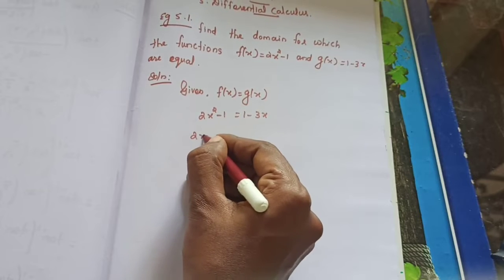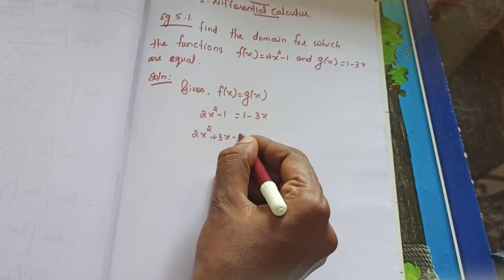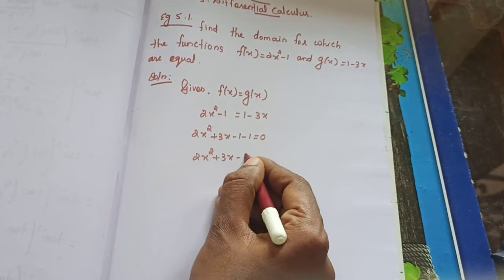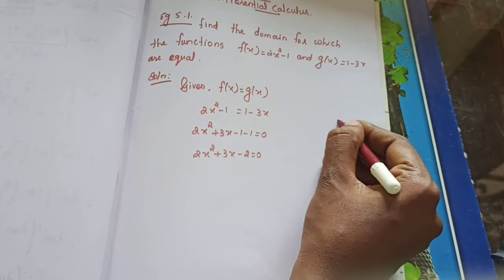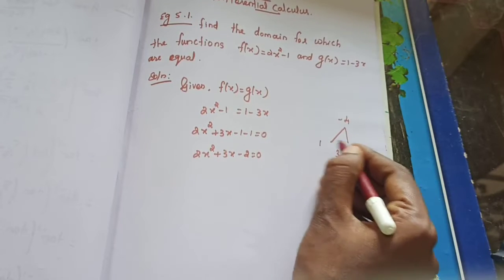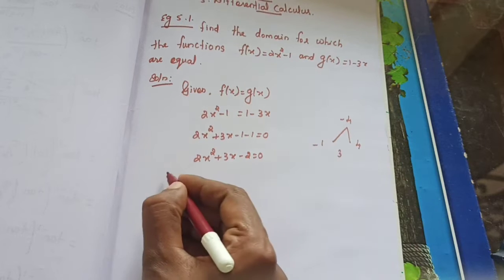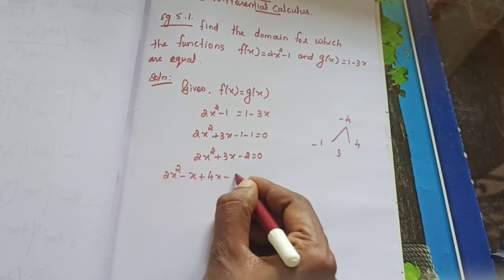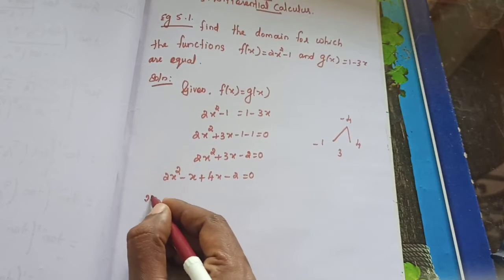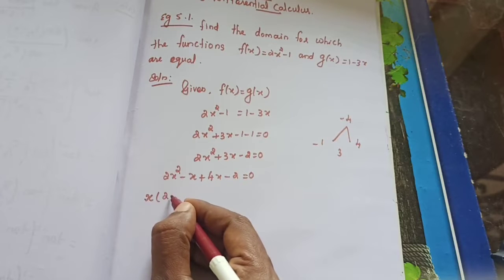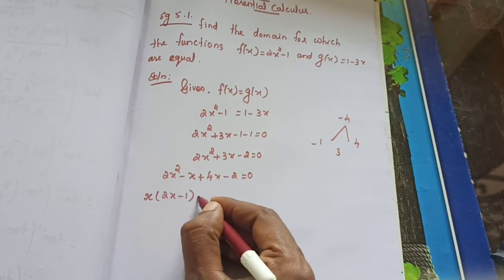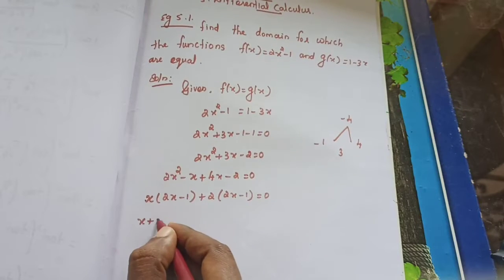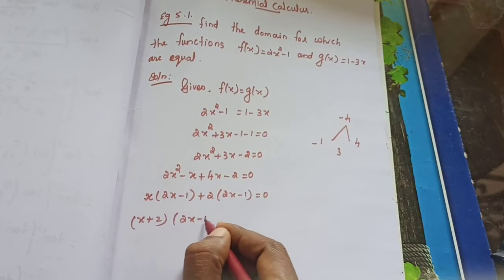Bring all the terms to one side. 2x square plus 3x minus 2 equal to 0. Factorize: minus 4, here it is 3. So 1 and 4, that is 4. So 2x square minus x plus 4x minus 2 equal to 0. So x is common. So we will get x into 2x minus 1 plus 2 into 2x minus 1 equal to 0. So x plus 2 is one factor. Then 2x minus 1 is another factor.